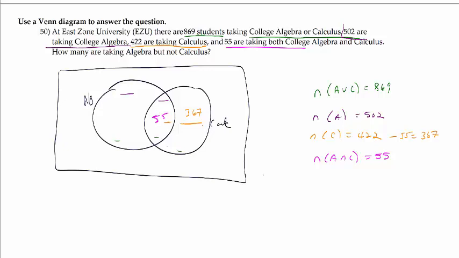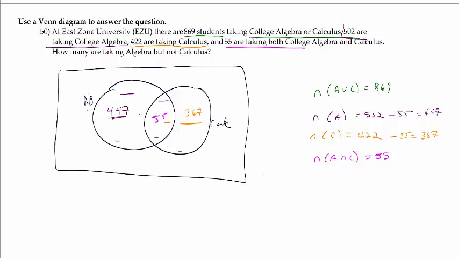And then how about those taking just algebra? For just algebra, I knew that we had 502, but take away the 55 that are taking both algebra and calculus, and so that's going to leave me with 447. So 447 go in here.